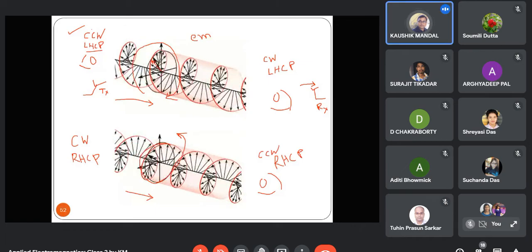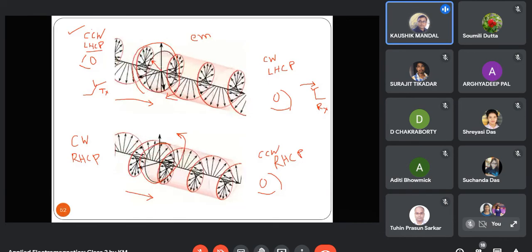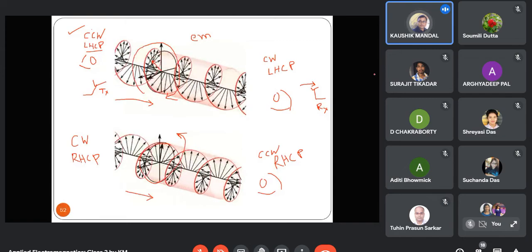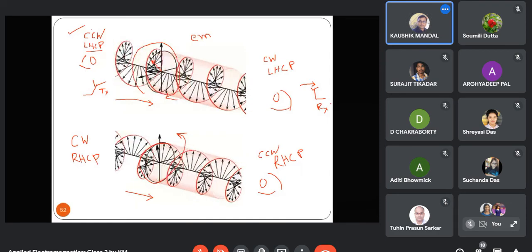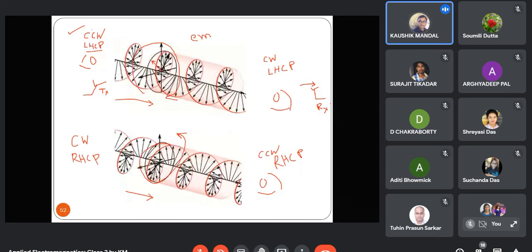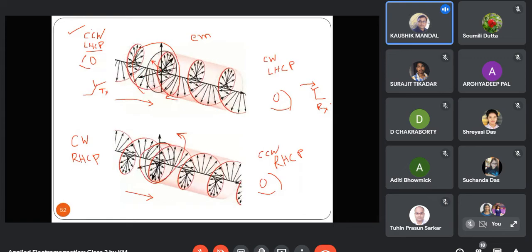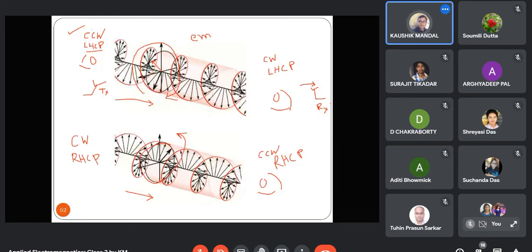And the receiver, so for this suppose LHCP is transmitting, so for the reception what kind of antenna you will use? For the maximum reception, what kind of antenna you will use?